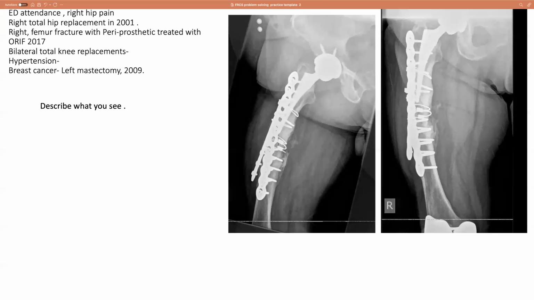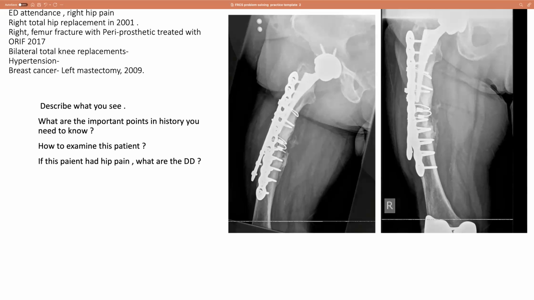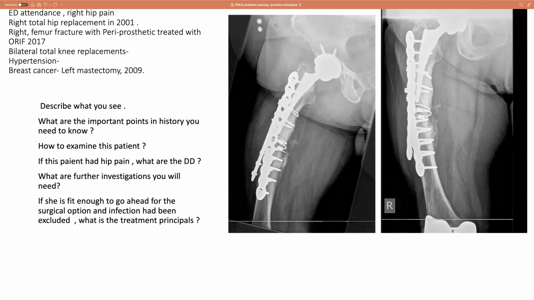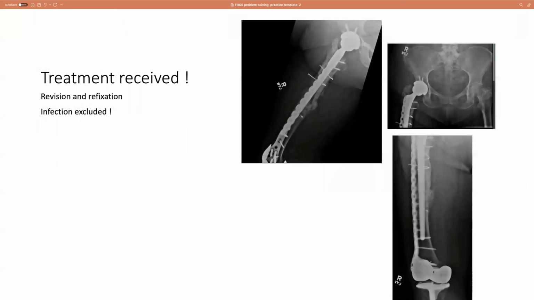Describe what you see. What are the important points in history you need to know? How to examine this patient? If this patient had a hip pain prior to the injury, what are the differential diagnoses? What are the further investigation you will need to know? If she is fit enough to go ahead for surgery, infection had been excluded, what is the treatment principles? That is the treatment received.